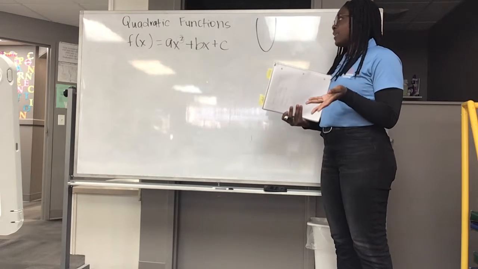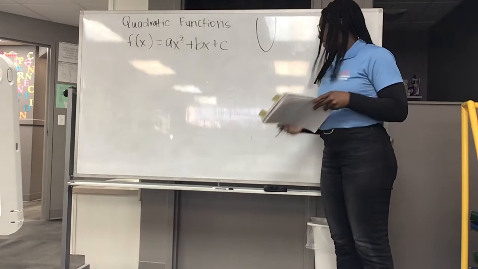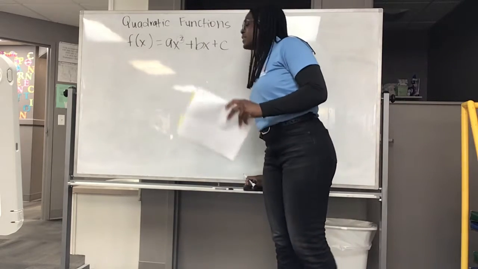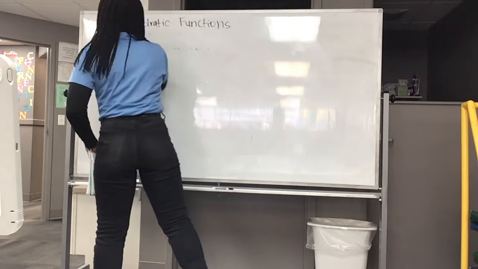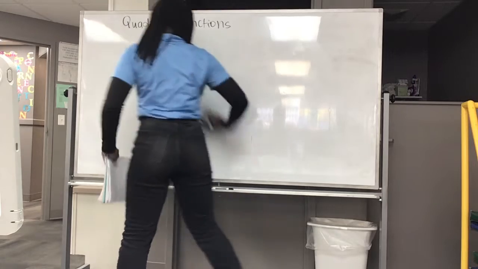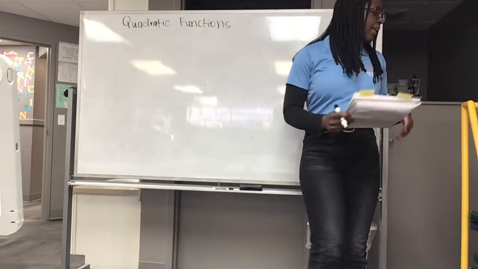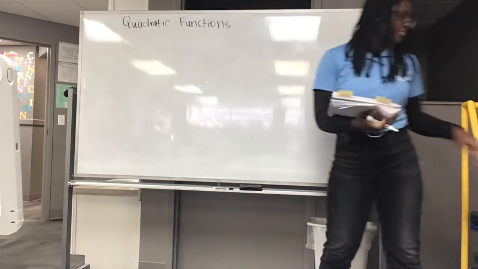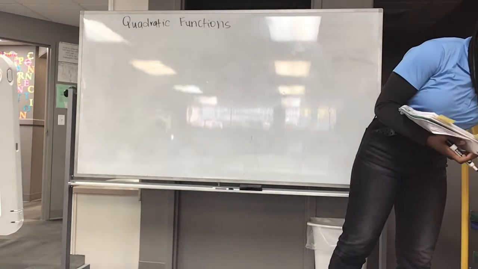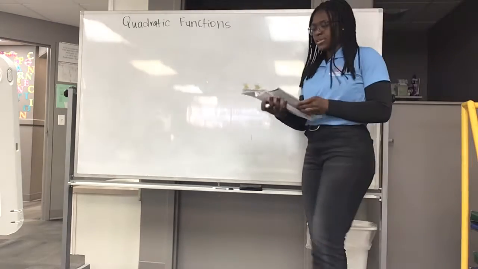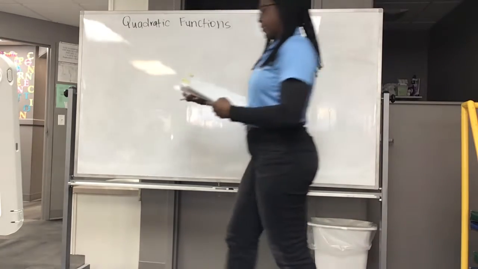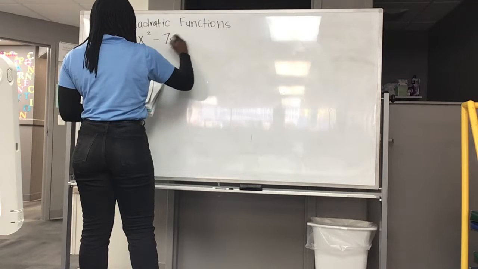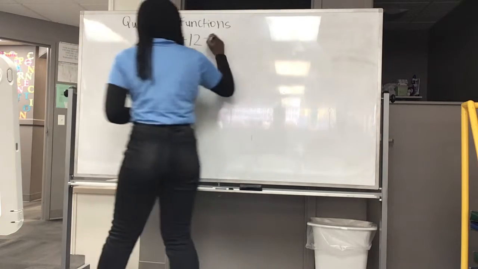So now we're going to talk about how to solve them. The first way I want to talk about is factoring quadratic functions. So let me erase this. If you look in your math packet, you want to flip to page 9. There is an example at the top: x squared minus 7x plus 12 equals 0.